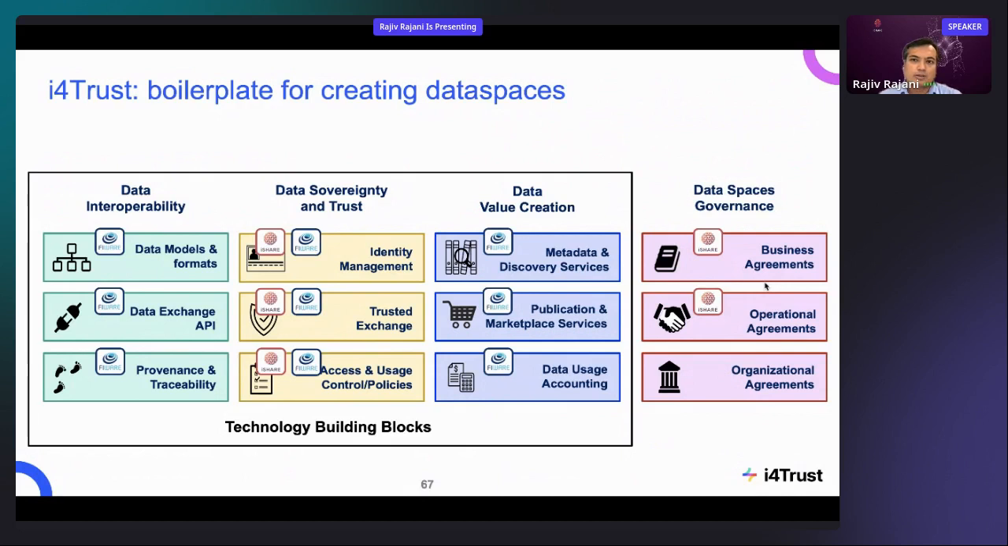I already gave you a good understanding of data space governance, and we also provide you with a ready template for data space governance and the basic items in the business and operational agreements. So you can get started today with all that, and this all together acts as a boilerplate for creating your data space.